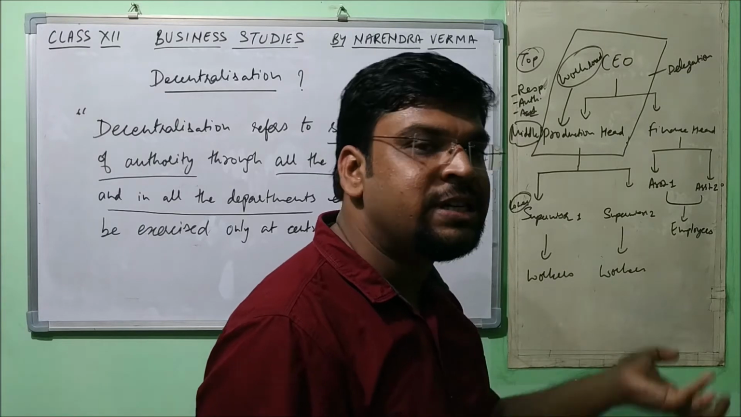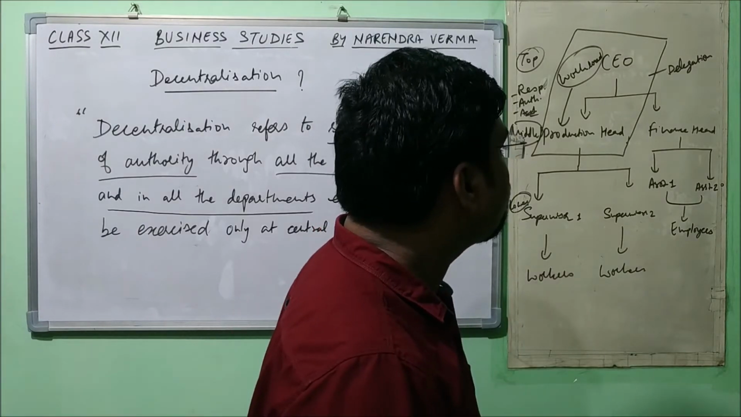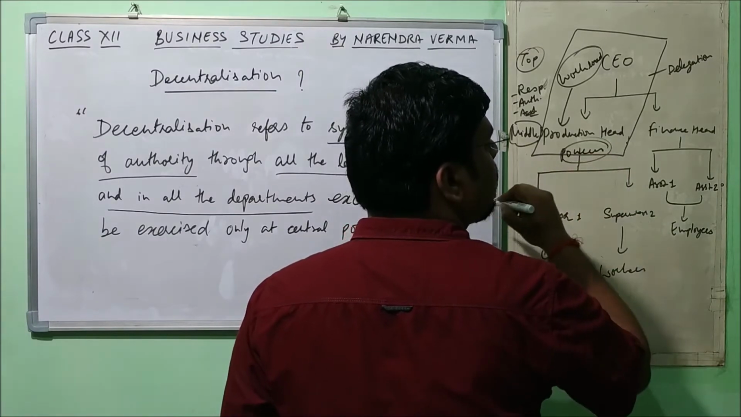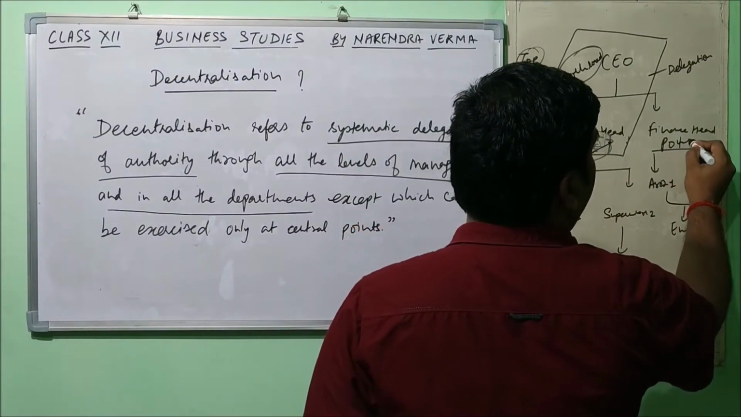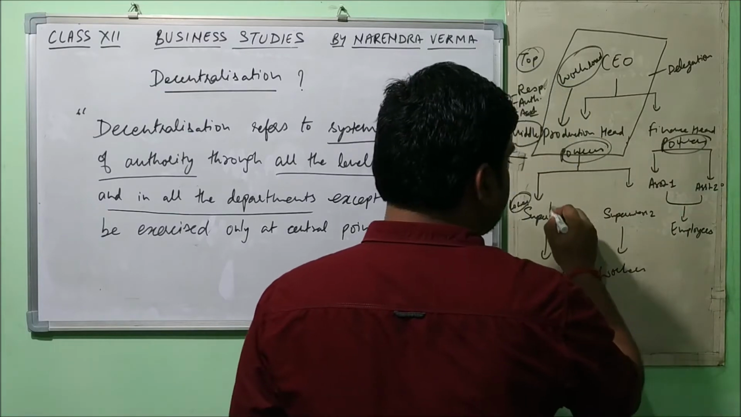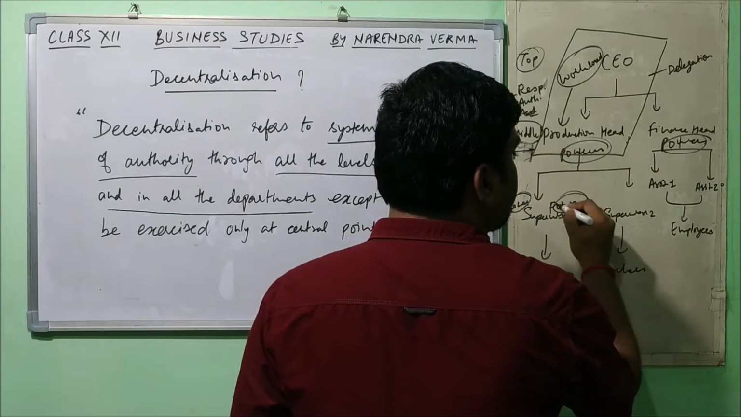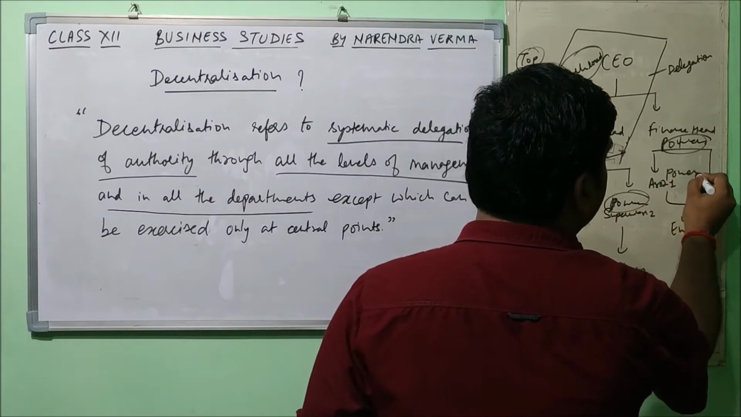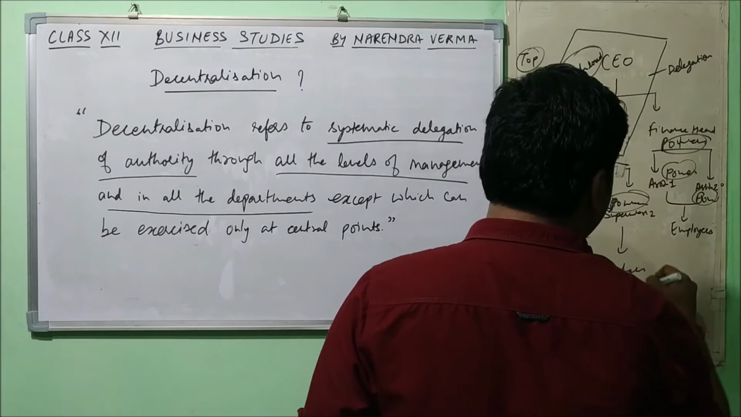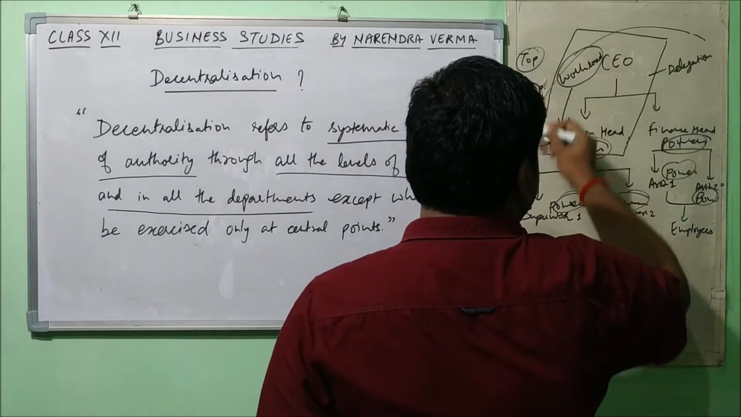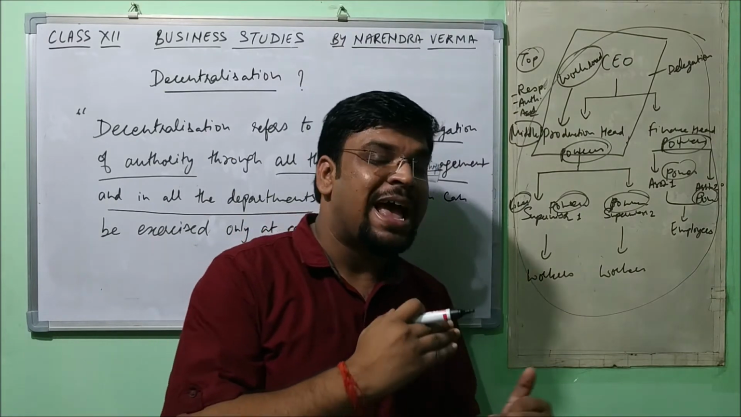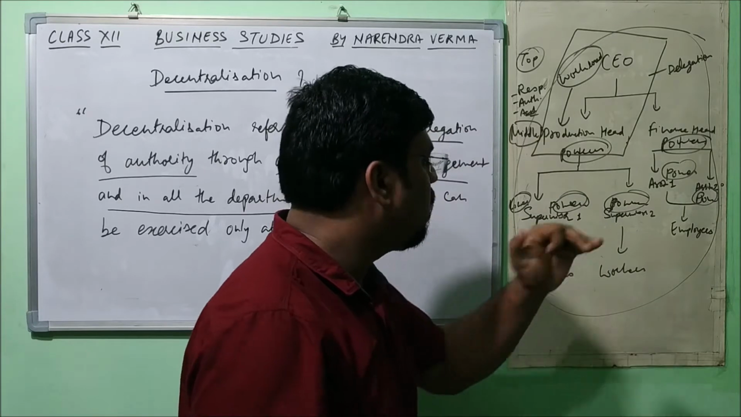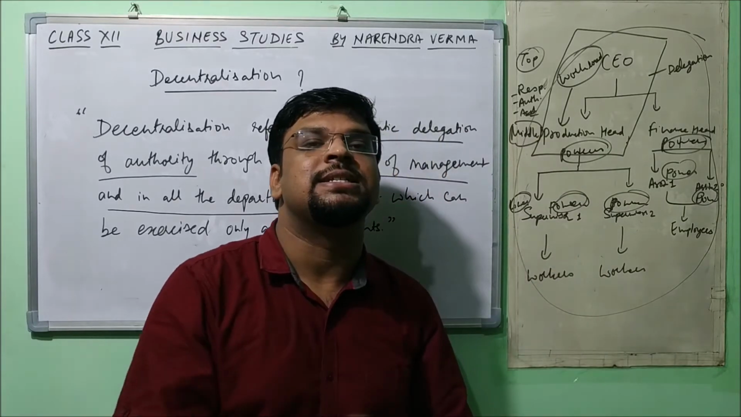Now let's talk about decentralization. For decentralization, what happens? Some powers are already given to him permanently, some powers to take decisions. Similarly, some powers are given to him, and to him. So now this overall structure in which distribution of power has taken place at various levels of management, be it middle or lower, this is known as decentralization.